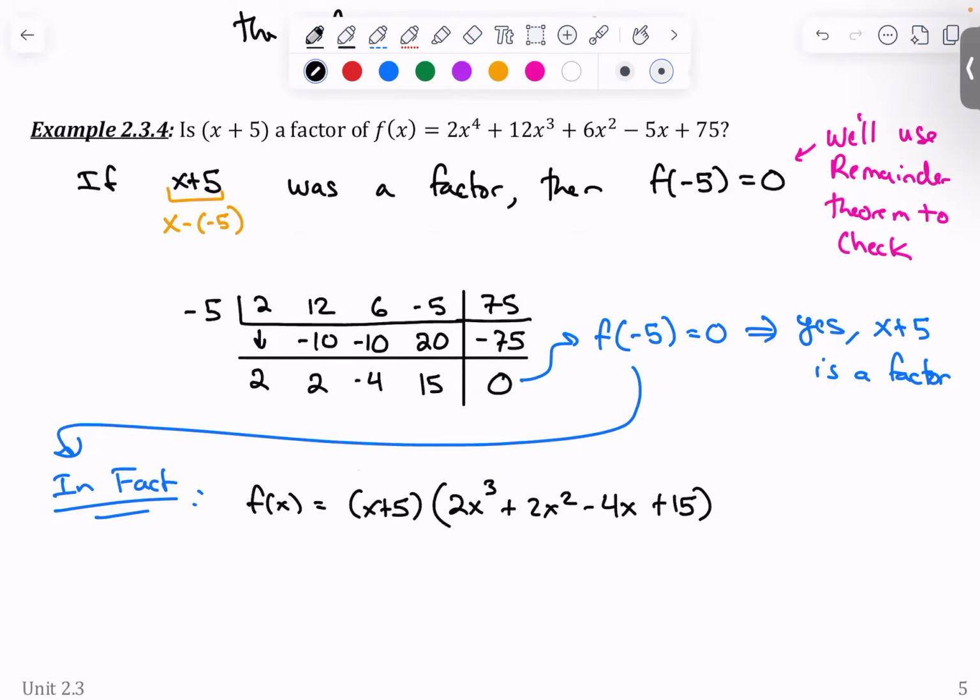I didn't mean to box that in. I changed my mind. So in fact, because you get a remainder of 0, you can now realize that f of x has this factor that we just figured out was a factor times the quotient that we got when we did the long division, or the synthetic division, but long division also. Is that okay? Any questions on that?